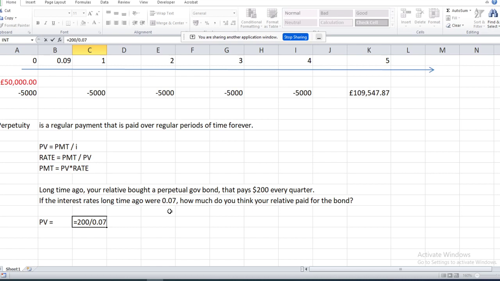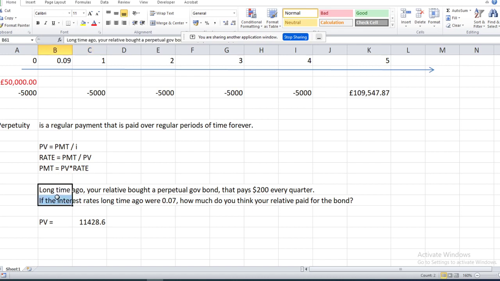So for example, if you have monthly variables and some variables are annual, always come down to monthly for the calculations, okay? So in this case, we're going to come down to the quarterlies, in which case the interest rate is going to be the 7% divided by 4, because there are 4 quarters in a year. Now everything matches, everything is in quarterly periods, and there it is. It looks like originally the relative paid over 11,400 for this investment.